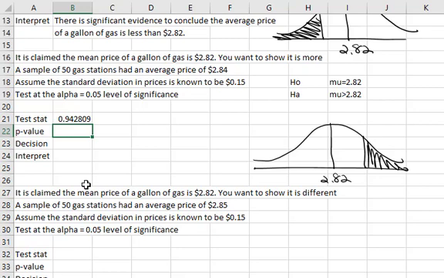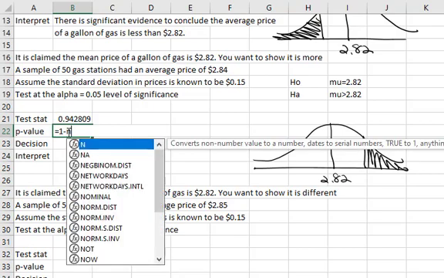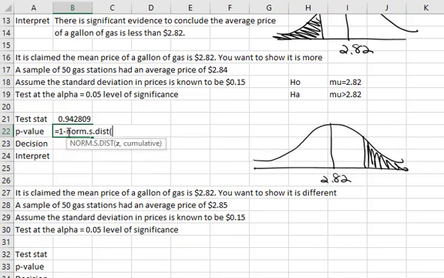Now let's calculate the p-value. Be careful with the p-value though, we want a right-tailed test. A right-tailed test means we have to use the complement of the left side. So we're going to say equals 1 minus, which will give us the right tail, NORM.S.DIST, open parentheses, select the test statistic, comma, TRUE, and when we hit enter, we find that our p-value is 0.17289. This is much larger than the alpha.